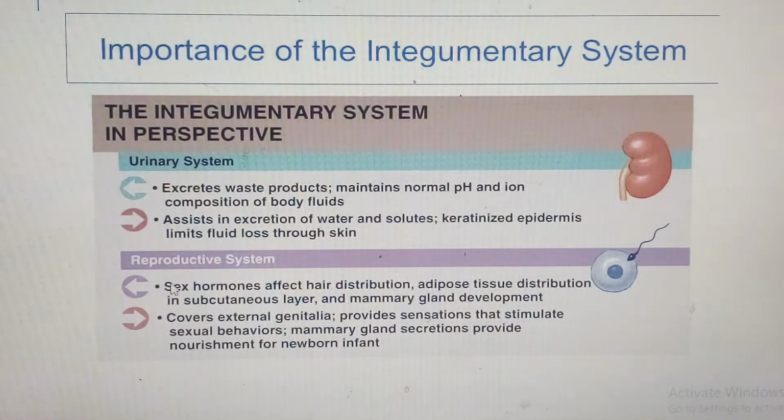But in the reproductive system, we are saying that these sex hormones that we've talked about, testosterone and estrogens, mainly estradiol, will be very important in the distribution of adipose tissue in the subcutaneous layer of the skin. But apart from that, even estrogen will be very important in development of the mammary glands. That's the breast.